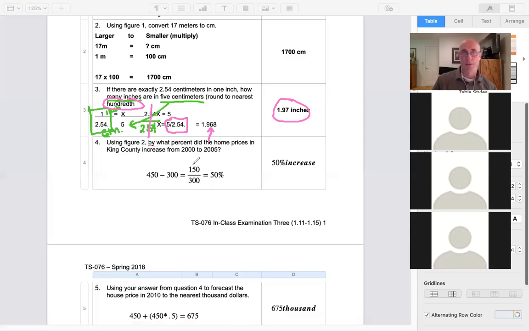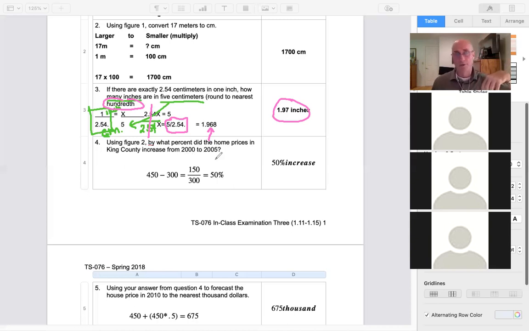Let's see here. I think I want to look at number 4. Using figure 2, by what percent did the home prices in King County increase from 2000 to 2005? As I previously mentioned, in the actual question you'll have the chart, the figure. Here's what we found from the chart.